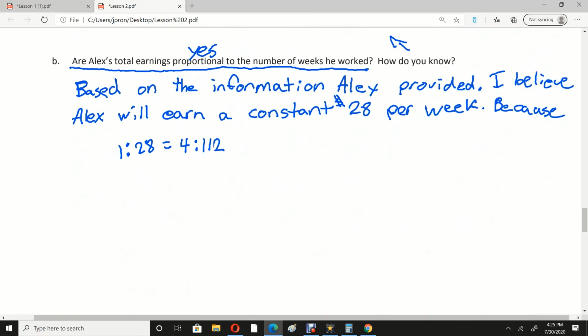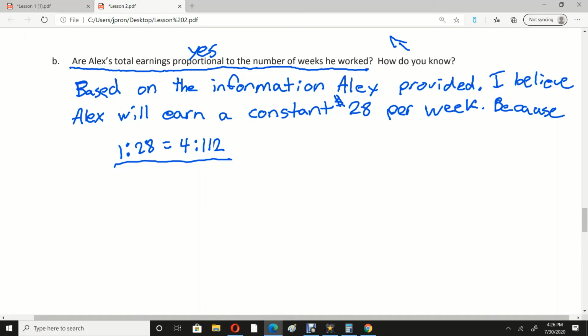All right, so part B, are Alex's total earnings proportional? Yes, and we know this because 1 and 28 is equivalent to 4 and 112, right? So what I put was based on the information Alex provided. I believe Alex will earn a constant $28 per week because of the information he provided.